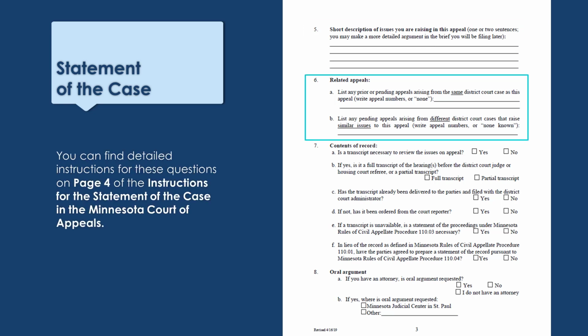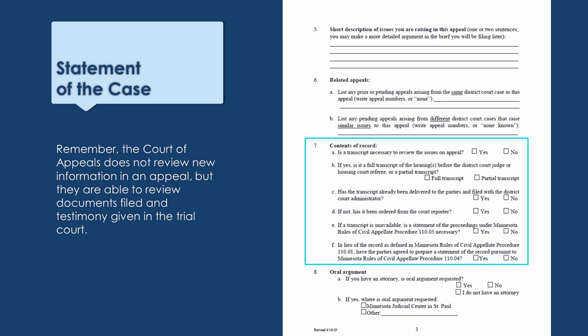Question 6 asks you to list any related appeals. For most people, there won't be any. If that is the case, write none. If you have other related appeals, list the file number and the party names. If you aren't sure whether question 6 applies to you, you can find a detailed explanation on page 4 of the statement of the case instructions.